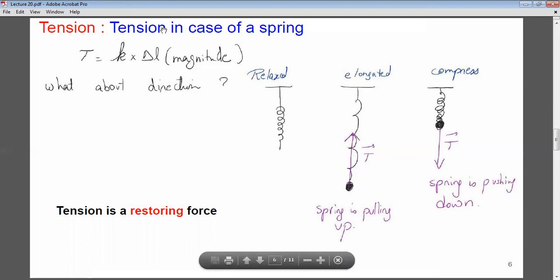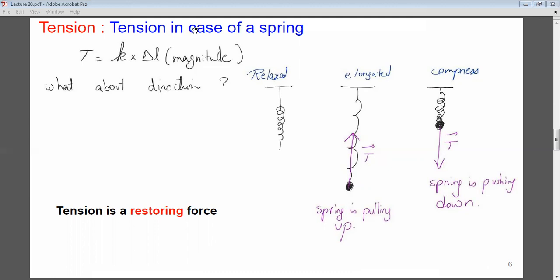Okay, also, it's not always in this way, it can also be in this direction. It can also be like this, the spring. Okay, if this is the relaxed form and I elongate it, here is the distance delta L, the red part is delta L, and the direction will be backward because it wants to go back to relaxed form. Okay.